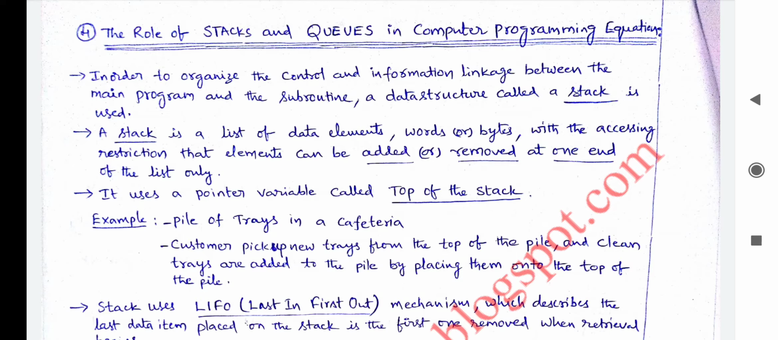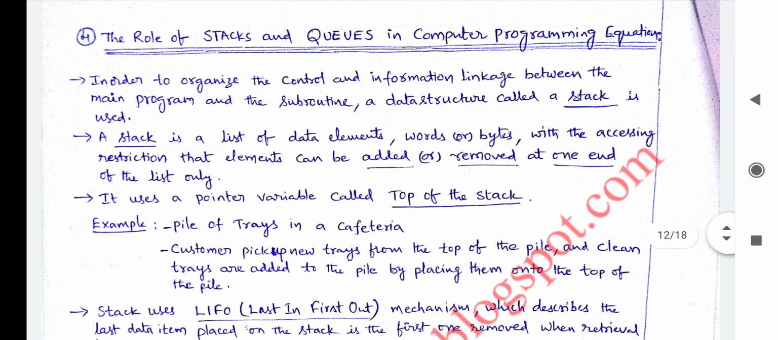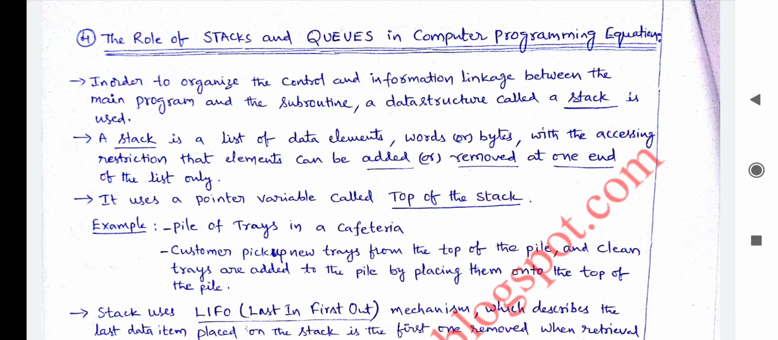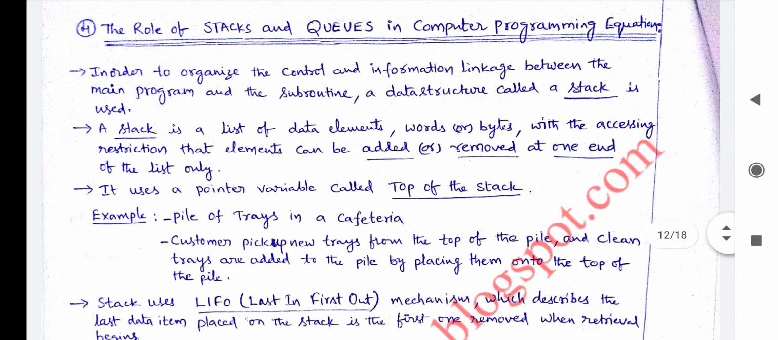In order to organize the control and information linkage between the main program and the subroutine, a data structure called a stack is used. A stack is a data structure which is used to maintain the control information and the linkage between main program and subroutine. Here, subroutine means a subprogram, right?